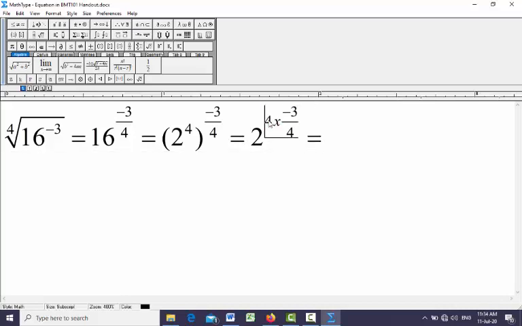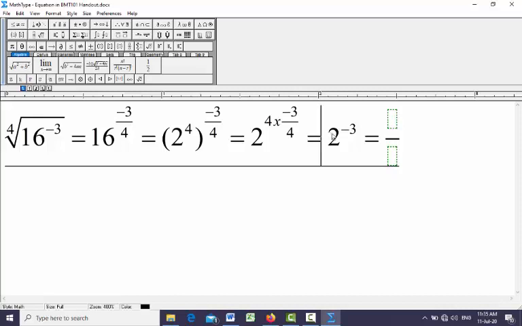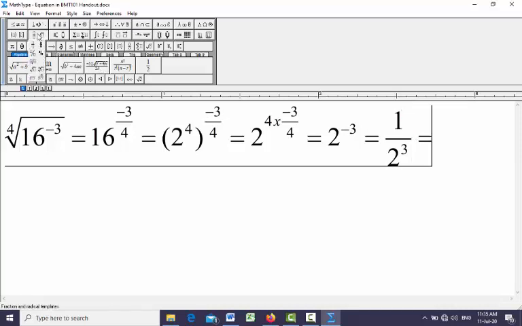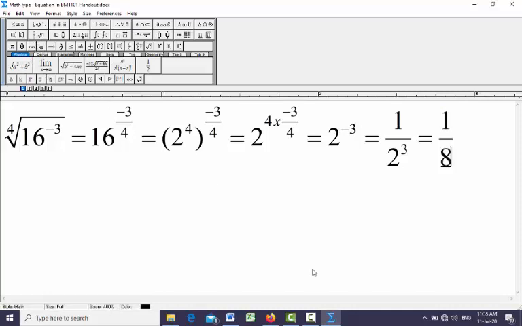So now what we will get? These 4 and these 4 will get cancelled out. So we will have only 2 power minus 3. As I said before, if you want to remove the minus sign from the power, you need to bring the base along with the power in the denominator except the minus sign, and in the numerator we will have only 1. So we will get 1 by 8.